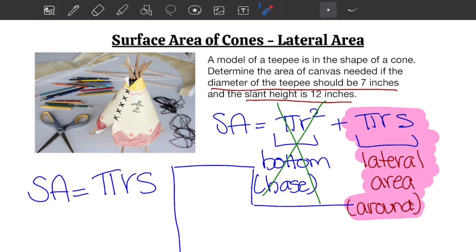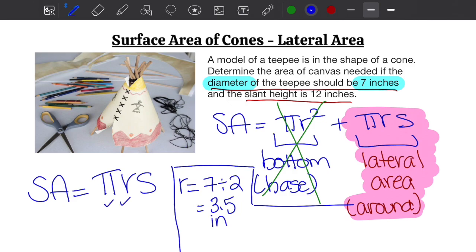Okay, so let's see if we have the information needed to actually solve this problem. Pi is given to us. It is a number. R is the radius. Do we have the radius? Well, the question says that we know that the diameter is 7 inches. Well, the radius is always half the diameter. So the radius would be 7 divided by 2 because it's half of the diameter. So my radius here is 3.5 inches. Okay? And note how I'm writing down the units to make sure that they're consistent.